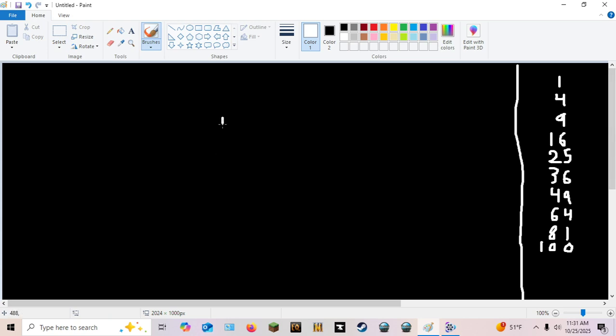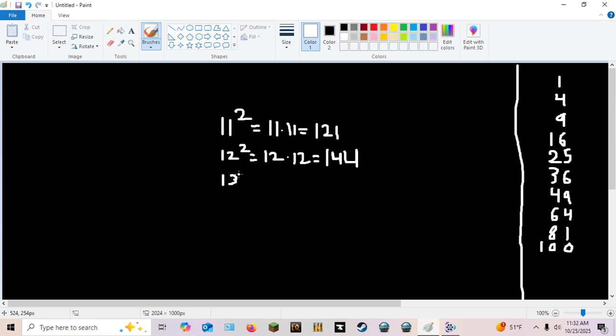Now for part 2. 11 squared. Just do the standard algorithm, okay? 11 times 11 equals 121. 12 squared equals 12 times 12, which equals 144. Okay? Now, if you don't know, 13 squared is actually 13 times 13, which equals, if you don't know, just do the standard algorithm.